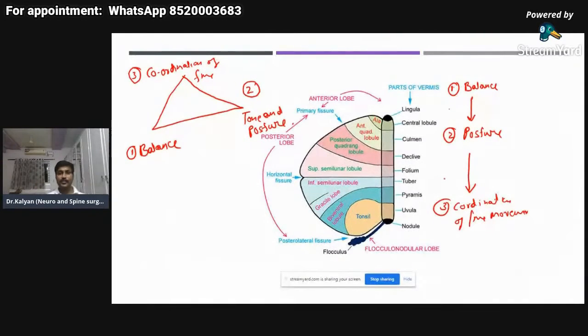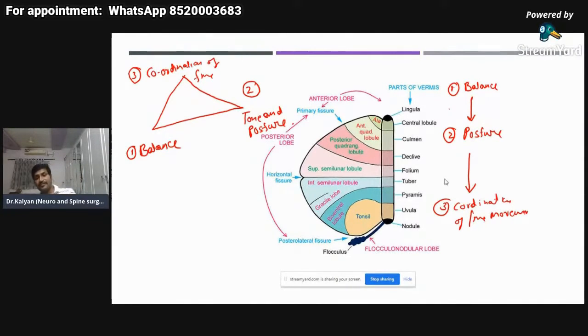So you can see human beings are highly evolved individuals. Human beings have coordination of fine movements, which is not seen in other organisms. If you see a chimpanzee or a monkey or any other lower animal, they don't have fine motor coordination like we have. This is because we have a highly developed cerebellum.